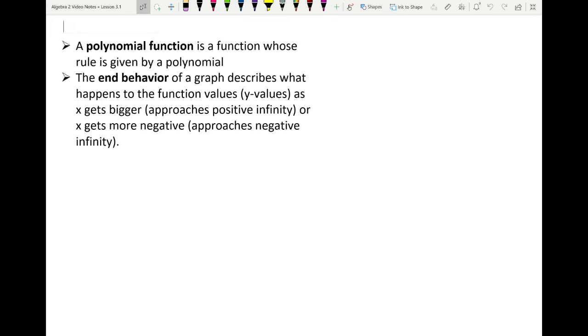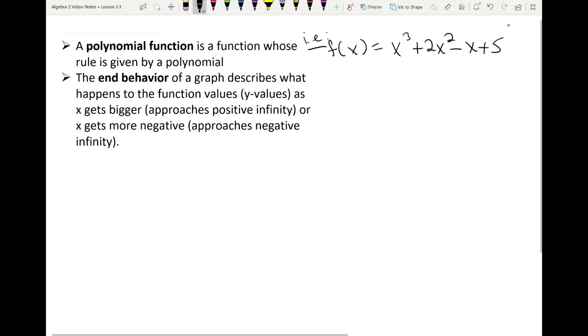Okay, so a polynomial function is a function whose rule is given by a polynomial. So this is, for example, f of x equals x to the third plus 2x squared minus x plus 5. So that's an example of a polynomial function. Remember that f of x is equal to y, right? So this can also be y. But this is a function rule, where the rule is given by a polynomial. In this case, this polynomial is third degree.